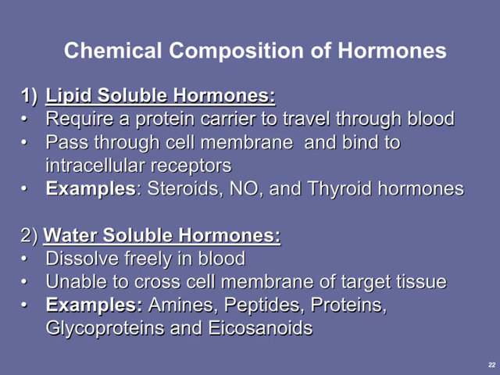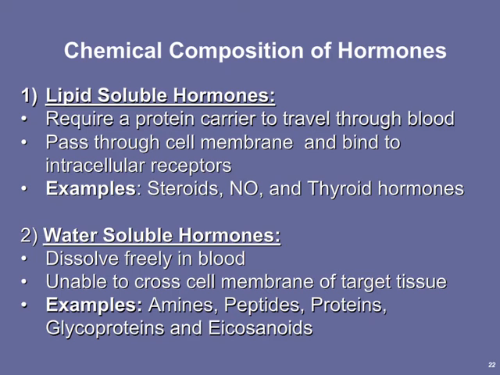So the second class are our water-soluble hormones. These are mainly composed of proteins or amino acids. They dissolve freely in the blood, but they are unable to cross the cell membrane of their target tissues because they're simply too large to move through the phospholipid bilayer. Examples include amine-based hormones, as well as peptide hormones, full proteins, the glycoprotein hormones, and also the eicosanoids.